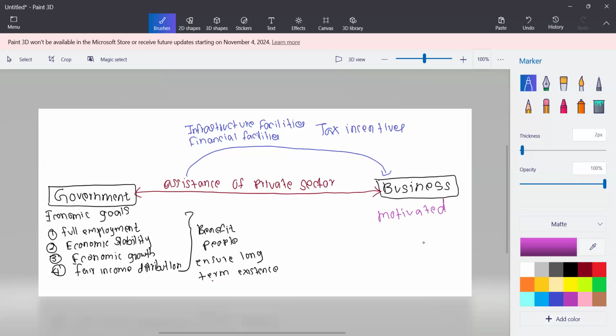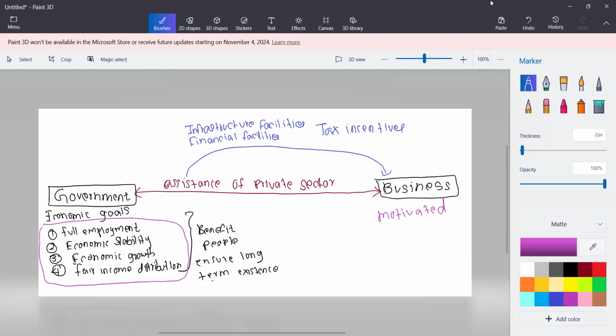So what will they do now that they're getting motivated? Will they go and give money to the government? No. I told you, why is the government giving this assistance to the businesses? In order to achieve these goals of theirs, right? These economic goals. In order to achieve these goals only, they are giving these benefits, right?